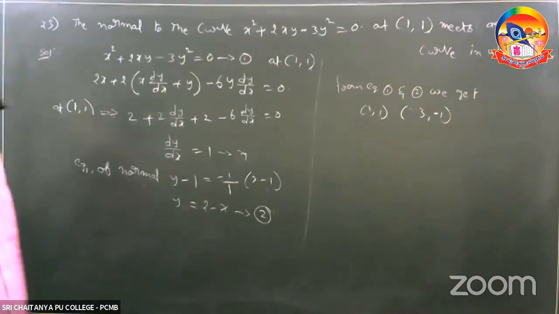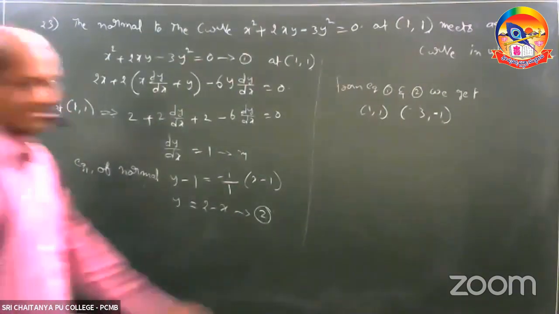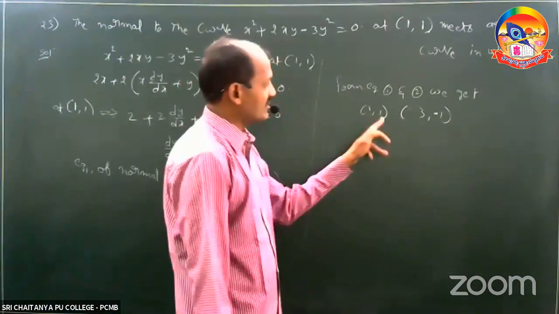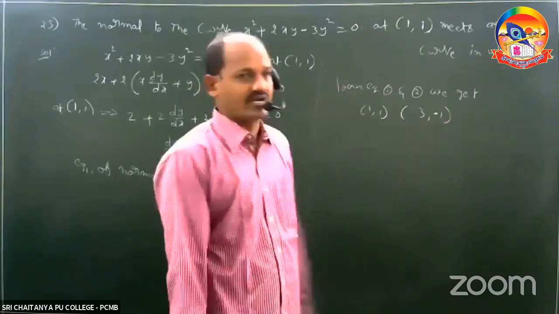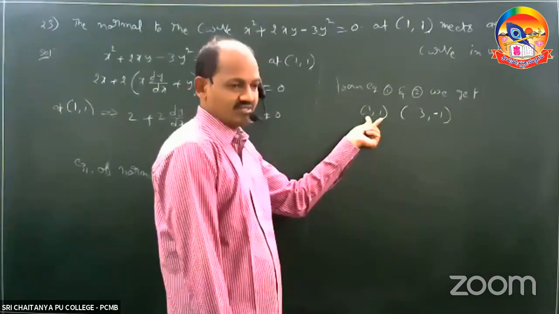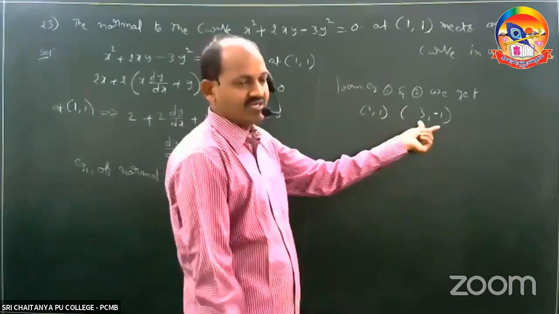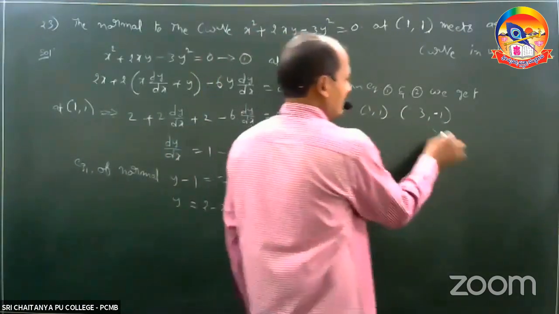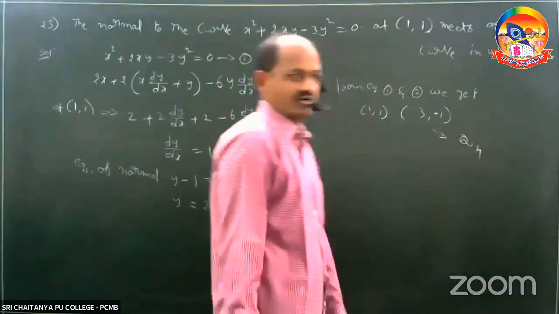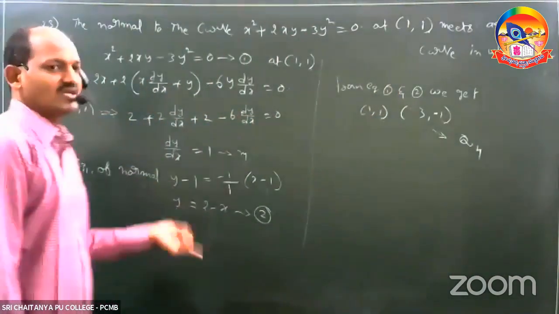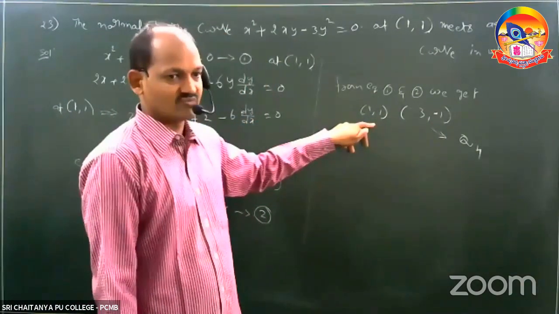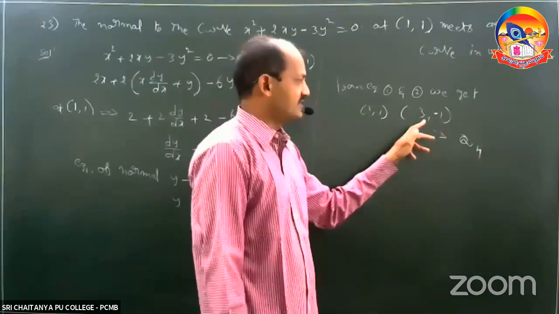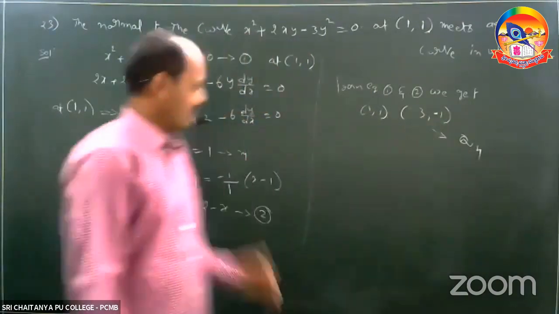So 3 comma minus 1 lies on which quadrant? It lies in the fourth quadrant. The already given point 1 comma 1 is in the first quadrant. The curve meets again in which quadrant? The intersection is already in the first quadrant, so the next point is in the fourth quadrant. Therefore, the curve meets again in the fourth quadrant.